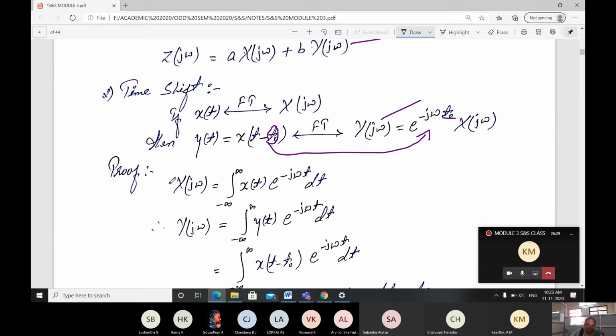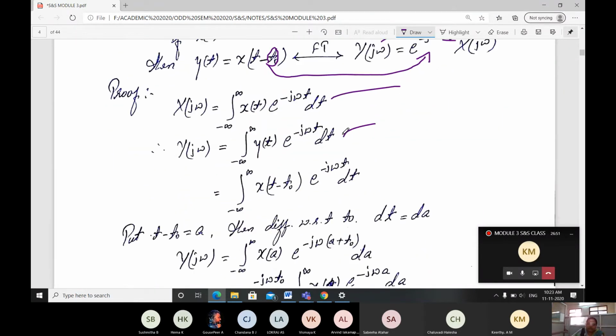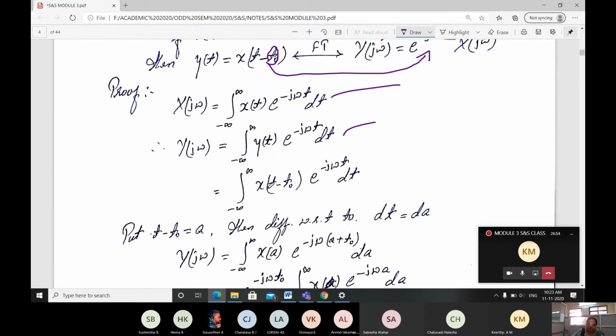First we'll write the basic equation for X of j omega, which is the integration from minus infinity to plus infinity of x of t e raised to minus j omega t dt. Then Y of j omega is equal to the integration from minus infinity to plus infinity of y of t e raised to minus j omega t dt. Then what is our y of t? It is shifted by some time period t naught, so the integral is x of t minus t naught into e raised to minus j omega t dt.